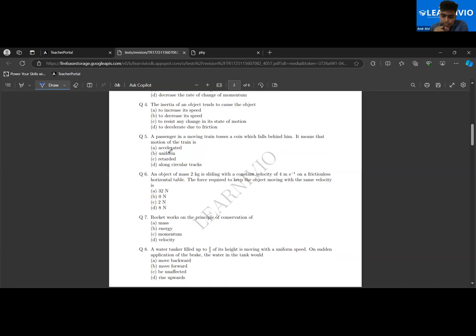Accelerated. Yes, accelerated. Because the question is saying that when the person tosses the coin, the coin has only upward velocity. There is no horizontal velocity. The coin is going upward only, but the train is going forward. So the train is accelerating in the forward direction, and that's why the coin will fall behind that person when he tosses it. Okay, yes, sir.